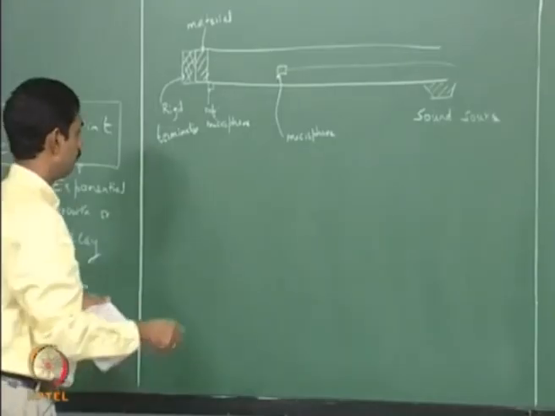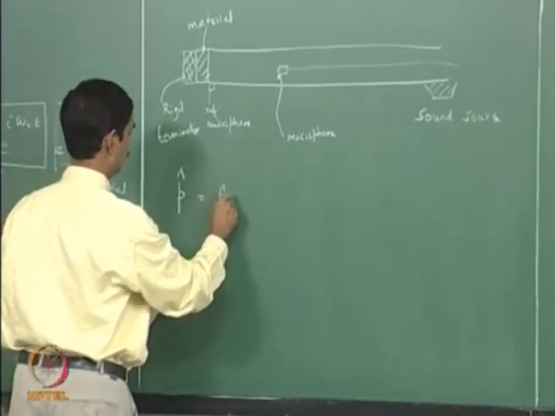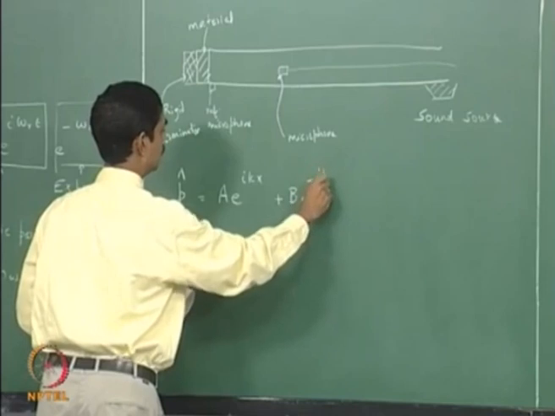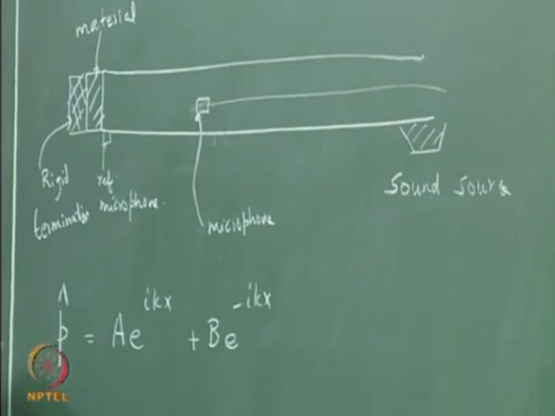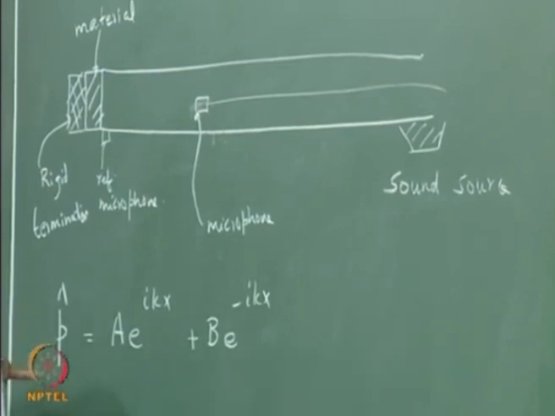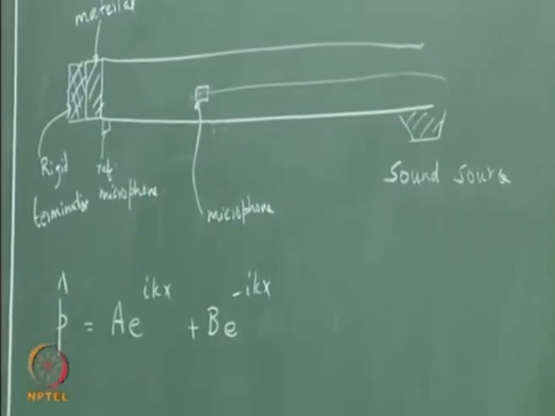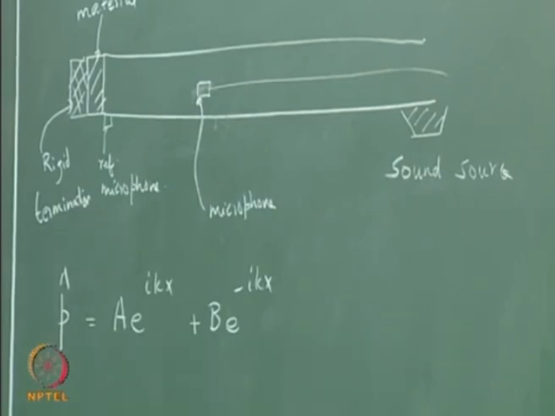So we will start with our usual equation, P hat equal to A e power ikx plus B e power minus ikx. I will work out this problem in the harmonic or frequency domain. That means it is implied that P prime equals P hat e power i omega t, and then you have to take the real part. But we will just deal with the complex amplitude, and in the end, if you want to find the instantaneous pressure, we have to multiply it by e power i omega t and take the real part. Is that clear? Okay.